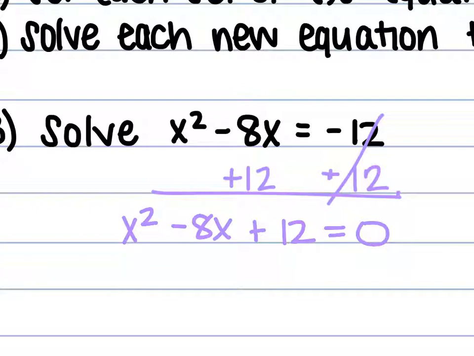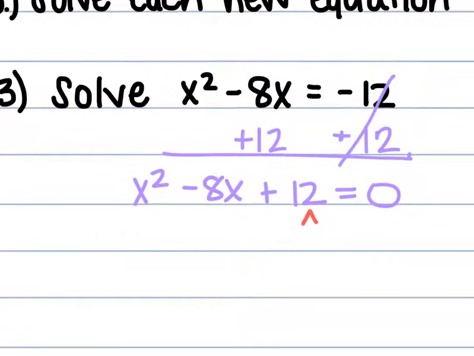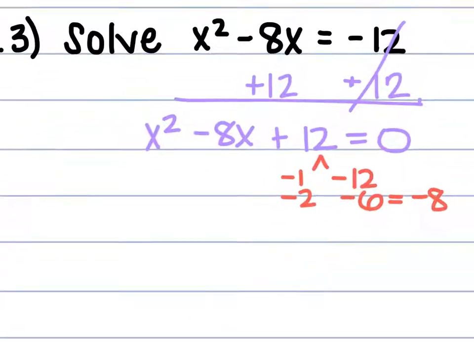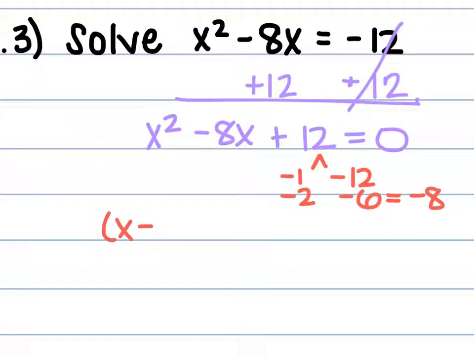So again, find the factors of 12 that add up to be a negative 8. They're both going to have to be negative. We have negative 1, negative 12. Nope. Negative 2, negative 8, or negative 6, I'm sorry. That is going to give us a negative 8. So this is going to factor out to be x minus 2 times x minus 6 is equal to 0.